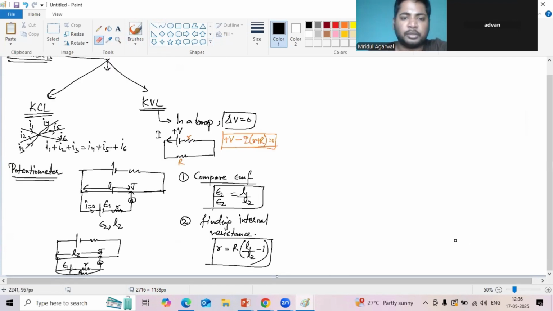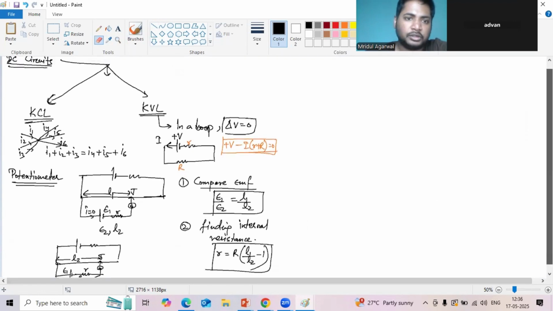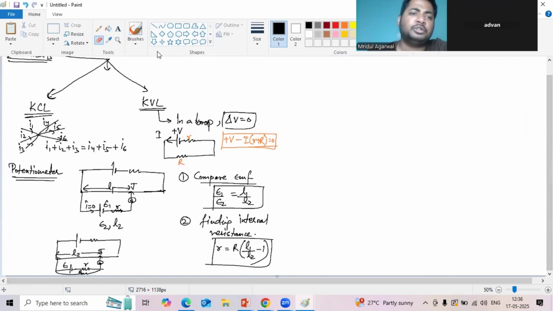Hope that is okay. So these are the things that you should know. And the rest of the things, voltage dividers, you can solve based on the basic concepts, on the division rule.